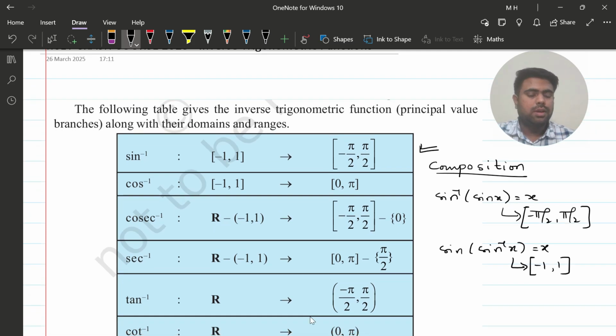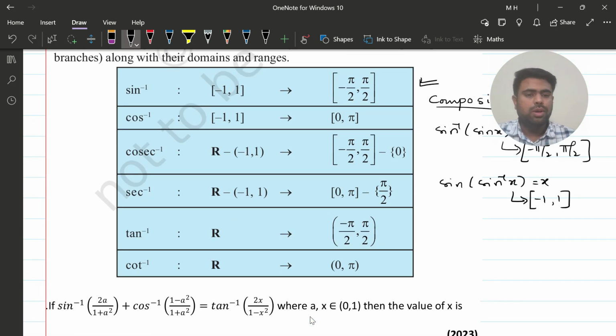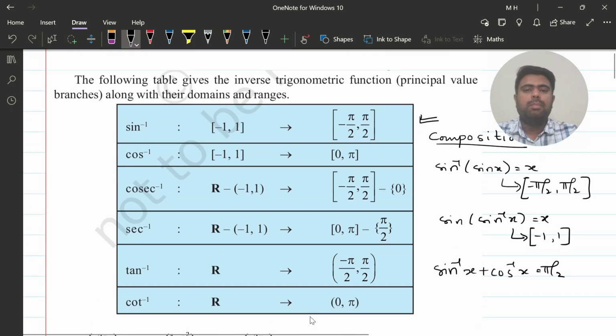Once you complete the properties, there are a few more properties that you will have to go through. That is sine inverse x plus cos inverse x is equal to pi by 2. Similarly, tan inverse x plus cot inverse x is pi by 2, and sec inverse x plus cosec inverse x is equal to pi by 2. Most of the PYQs that we are going to take up today are only and only based on these properties.